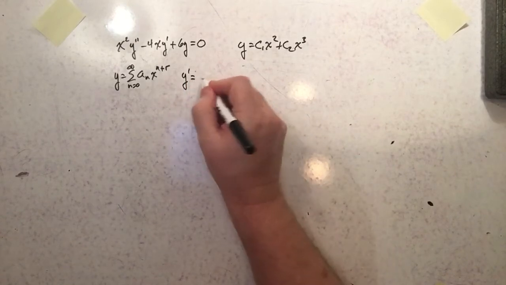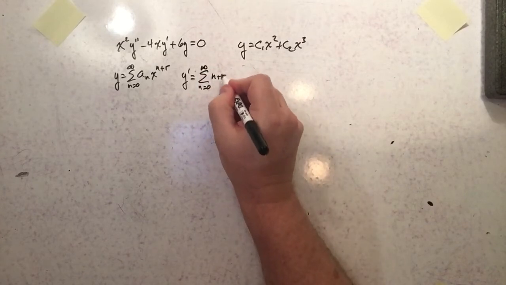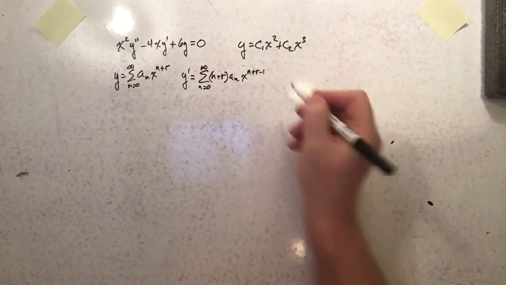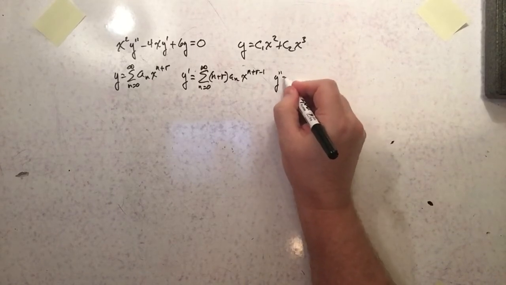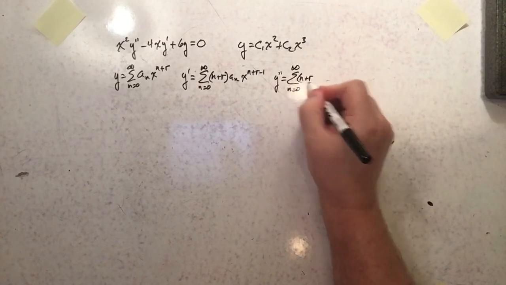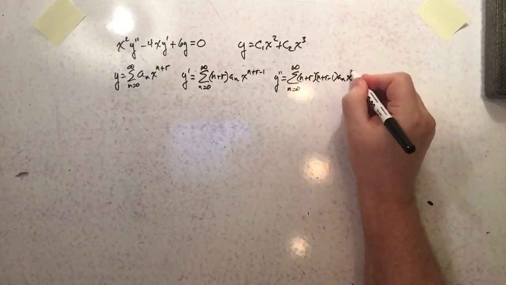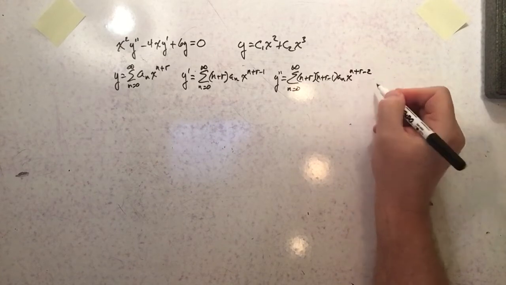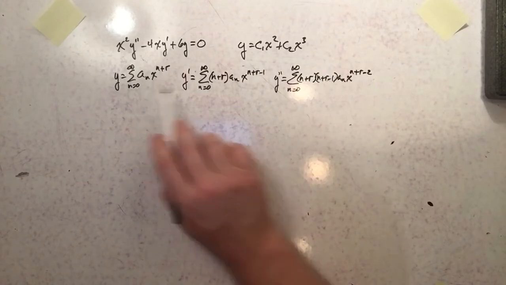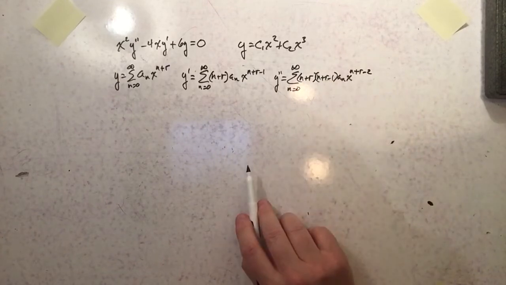Y prime is equal to the summation n equals 0 to infinity of n plus r a n x to the n plus r minus 1, and then y double prime is going to be equal to the summation n equals 0 to infinity of n plus r times n plus r minus 1 times a n x to the n plus r minus 2. And then I'll simply substitute these in, and I'm going to keep them as the series definitions. I'm not going to expand these. So it'll be x squared times this, and you can see that'll resolve the minus 2 at the end.